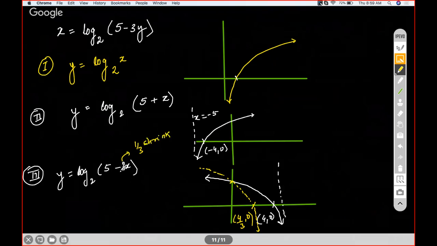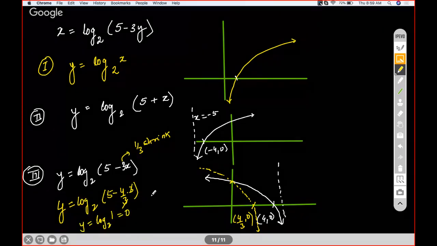You can also check that when you put x as 4 by 3, your y will become 0. Why? Because log of 5 minus 4 by 3 into 3 will be log of 1, and log of 1 to any base is going to be 0. Which clearly indicates it is passing through 4 by 3 comma 0.